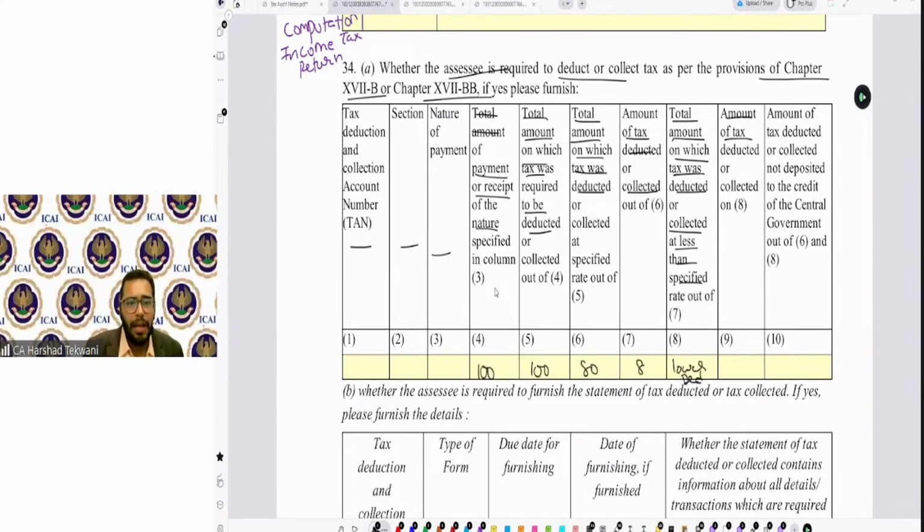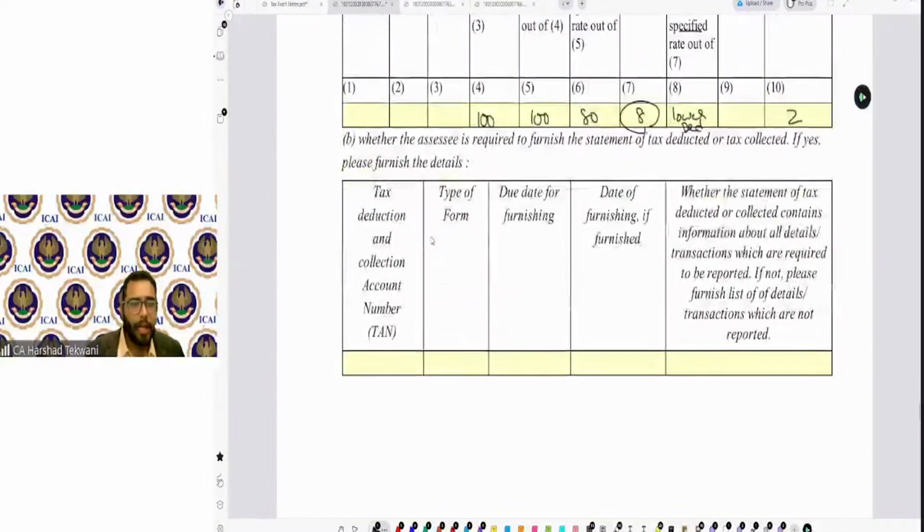Amount of tax deducted or collected on 8. This is one, the lower deduction amount. And amount of tax deducted or collected not deposited. Let's say, for example, out of 8, I only deposited 6. So 2 is not deposited, which will be reported here. And accordingly, I need to furnish the details with respect to the statement of tax deducted or collected, which I filed with the income tax department.